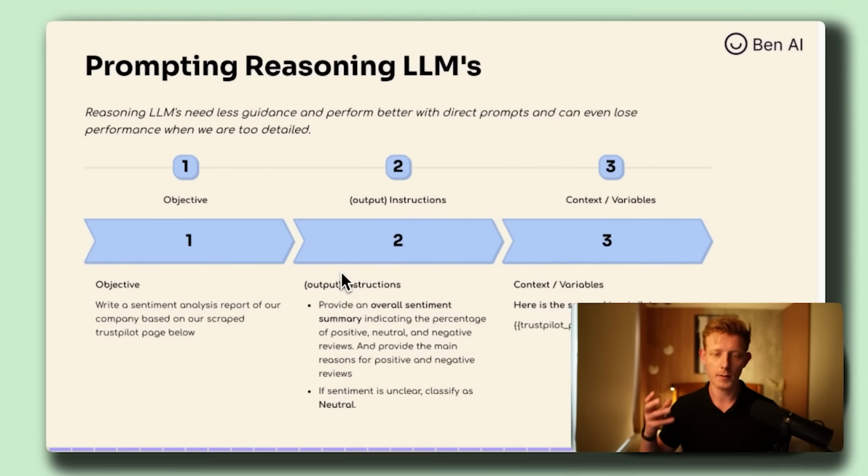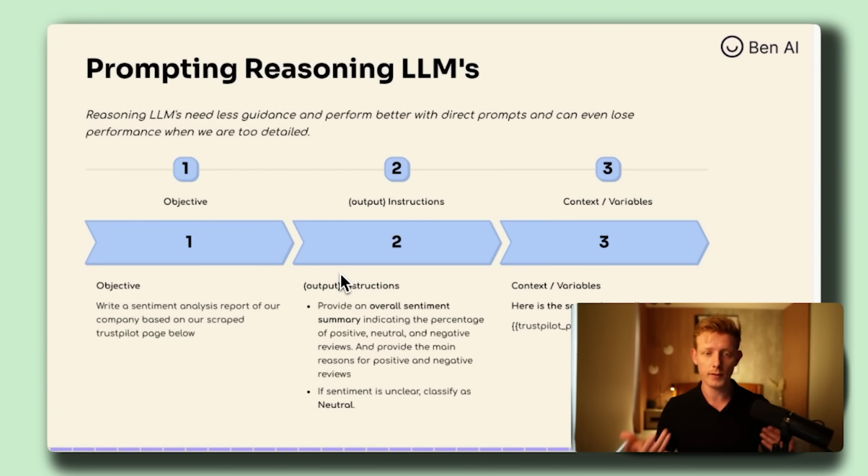And then we have prompting reasoning LLMs, which is very different. Because reasoning LLMs need a lot less guidance and actually perform way better with very direct prompts. They can even start really losing performance when we are too detailed. Like in that example I gave before, if we try that with a reasoning LLM, it would most likely not result in good outcomes, especially trying to give reasoning LLMs SOPs, do this first, then this, then this. It really starts to struggle in my experience because, of course, they have this reasoning built in. So in general, with reasoning LLMs, very direct prompts work best.